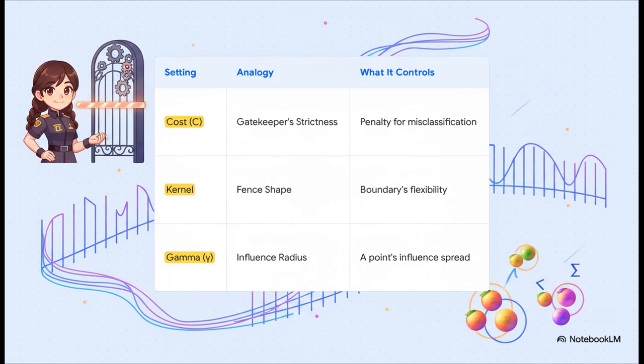Cost, or C, that's the gatekeeper's strictness. The kernel is what kind of fence it can build, straight or curvy. And gamma is the influence radius. Is that fence going to be a big, smooth curve, or is it going to be super detailed and wiggly? Getting the balance of these just right is the key to making an SVM work perfectly.